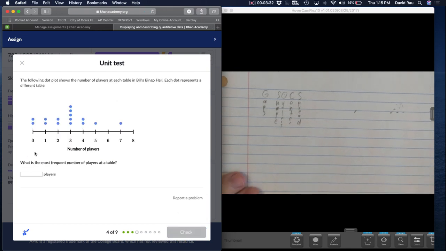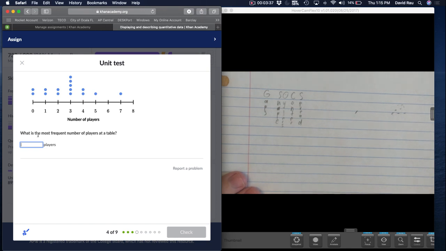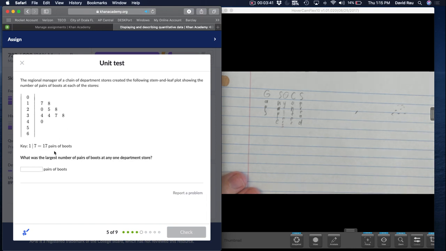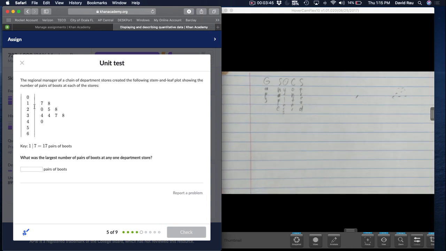All right. Up next, it says, what is the most frequent number of players at the table? Clearly, the answer is 3. Up next, we have a stem and leaf plot. Now, I have seen questions in the past on an AP exam where they ask you to make your own stem and leaf plot. Just be careful about that.